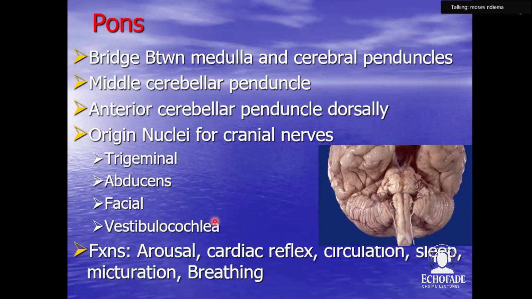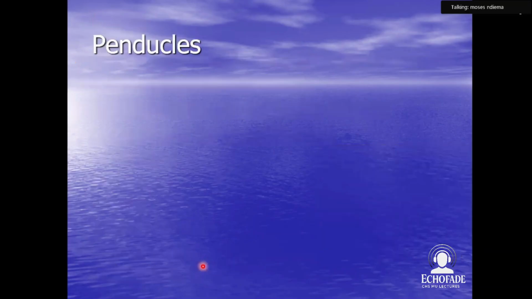Functions of the pons include arousal because it contains reticular formation, cardiac reflexes, circulation, sleep, micturition, and this is what we are talking about, the pontine micturition reflex center, but it also plays a role in breathing. Most of these are within the reticular formation nuclei in the area of the pons.